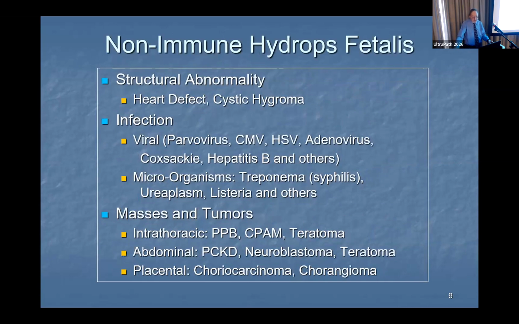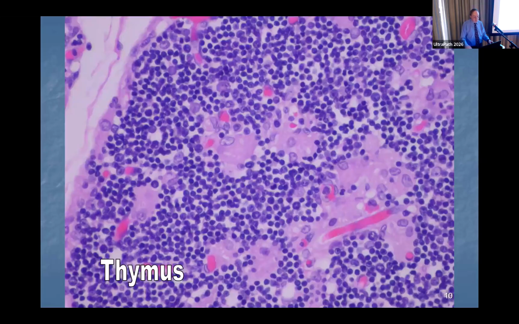So non-immune hydrops fetalis involves either structural abnormalities that you can't see that affect the heart in particular, infections, which is a wide variety of infections, viral are particularly common, and other microorganisms as well. And then you can have masses and tumors such as pleuropulmonary blastoma, cystic congenital pulmonary airway malformations, teratomas. You can have polycystic kidney disease that occurs in newborns as well, neuroblastoma, teratoma, and you can have abnormalities with the placenta as well that cause non-immune hydrops.